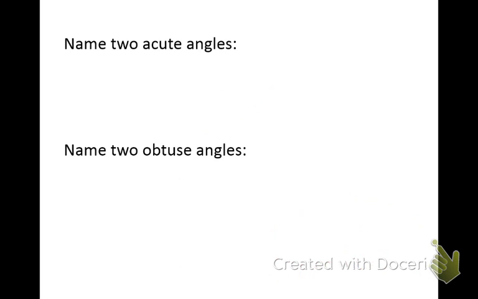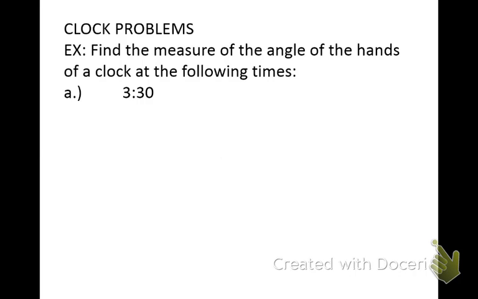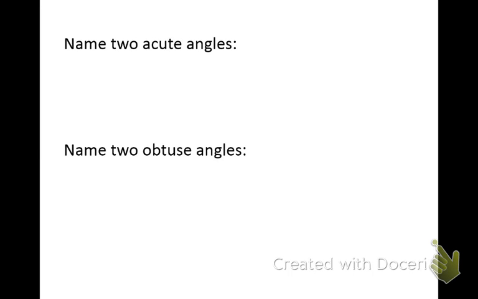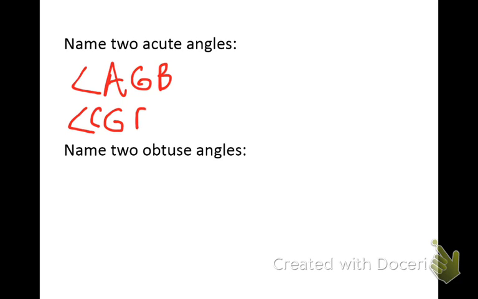All right. Name 2 acute angles. There's plenty that you can pick from there. Acute is less than 90, right? So for 2 acute angles, we could use angle AGB. This is 77, so it's acute. And we've got CGD. CGD we know is 54, so those 2 are acute.